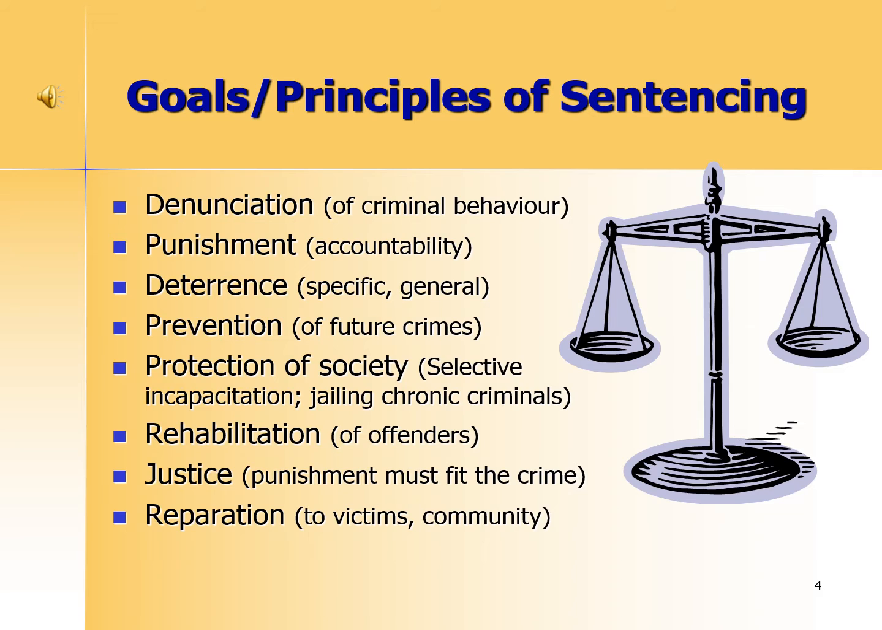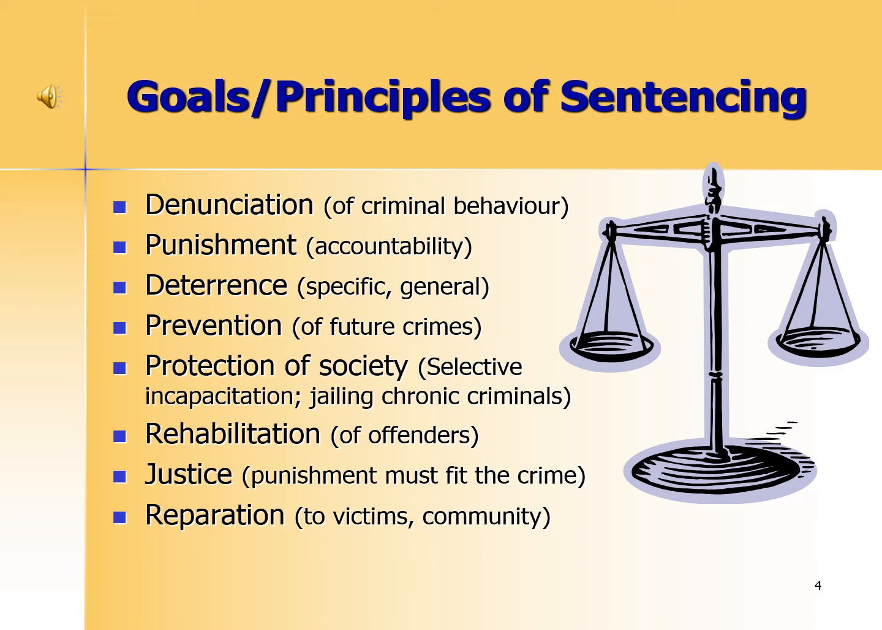So some of these objectives are denunciation, so denouncing criminal behavior and unlawful conduct; punishment, ensuring that there's accountability of criminals within society; deterrence, so deterring the offender from committing more crimes or deterring others within the general public from committing crimes; preventing future crimes, whether through incarceration or deterrence; protection of society through the incapacitation and jailing of chronic offenders; rehabilitation of offenders; and the broader principle of justice.